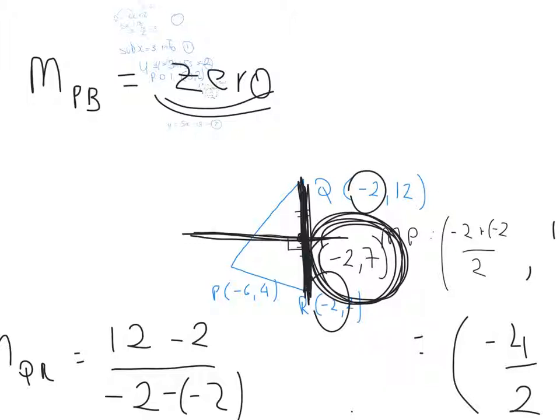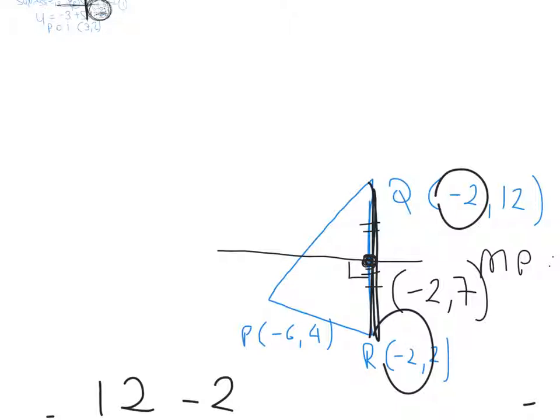An important point to note about horizontal lines: horizontal lines have the equation y equals wherever it cuts the y-axis, and in this case that's equal to 7. The question then asks us to find the equation of the perpendicular bisector of PR. So again, it cuts in the middle and cuts at a right angle.